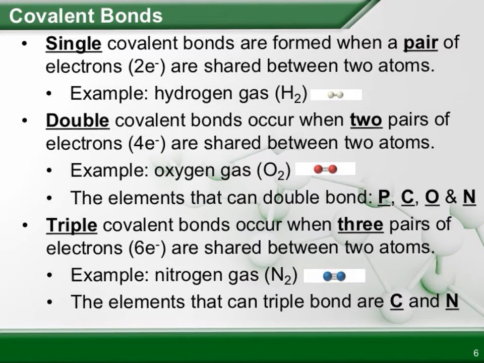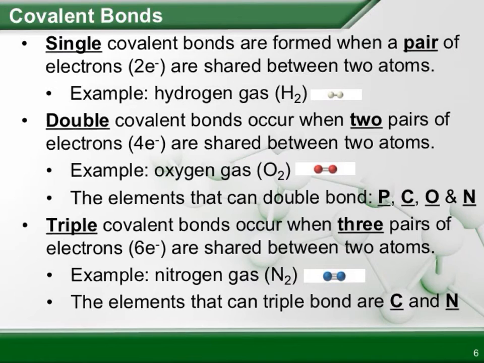So let's go ahead and make sure we understand there are three common types of bonds that can be formed between the atoms in covalent compounds. A single covalent bond will have two electrons being shared. So one pair of electrons are shared between two atoms and they form one bond. Hydrogen gas is the example for a single covalent bond.